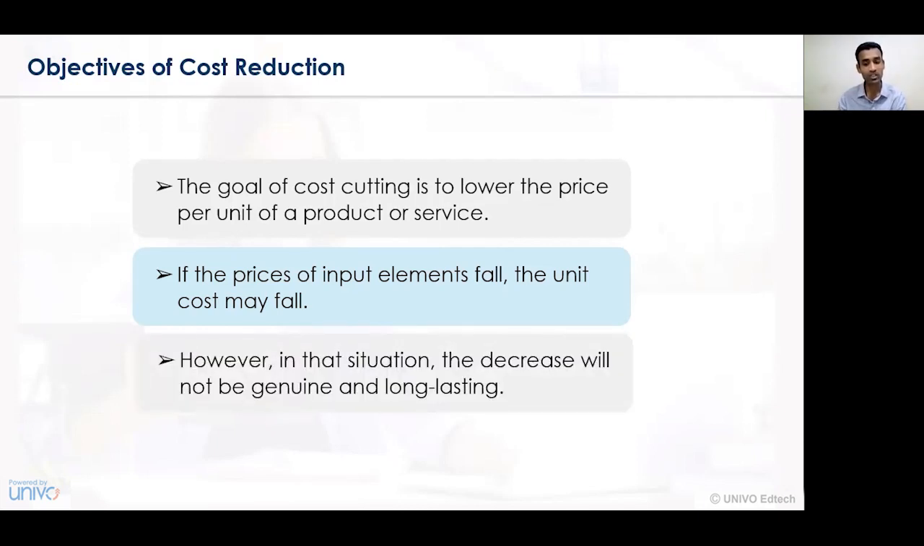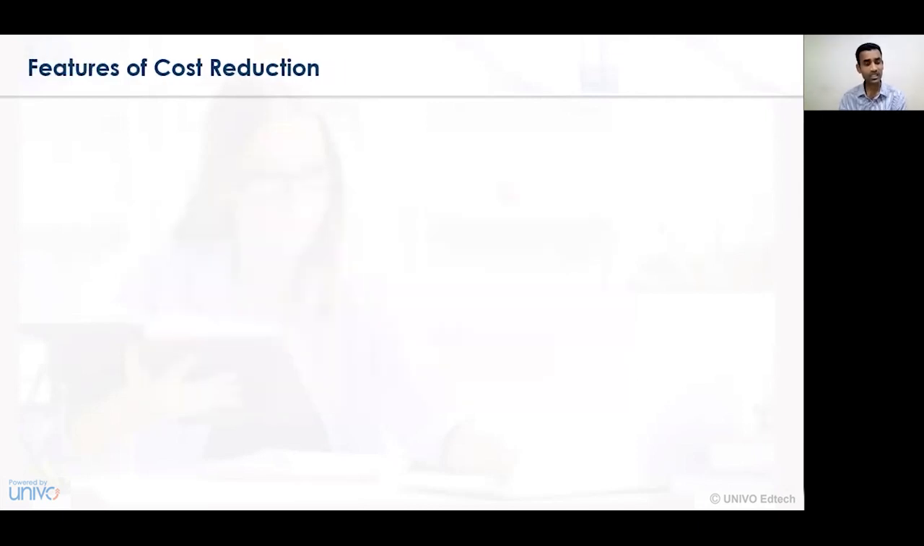However, in the other situation, the decrease will not be genuine and long lasting. The organization must also see that a continuous decrease in the cost is not genuine and not a long lasting situation, wherein continuous reduction of cost may reduce the quality of a certain product, the total cost of production may go down, and the qualitative factors may get impacted in the business organization. Hence continuous reduction of cost must at certain times be avoided.